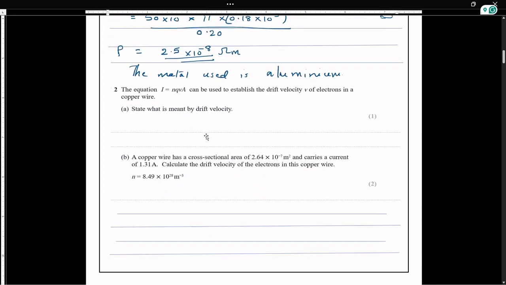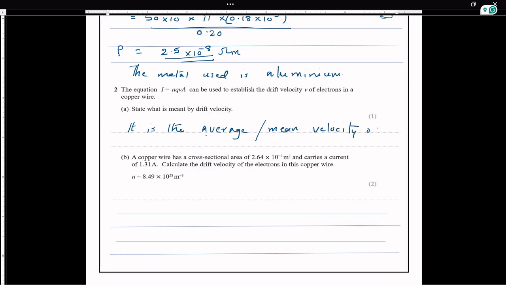Now let us move on to the next part of the question. State what is meant by drift velocity. So drift velocity is the average or mean velocity of the electrons flowing through the wire. So let us put it as an answer. It is the average or the mean velocity of electrons flowing through the wire.